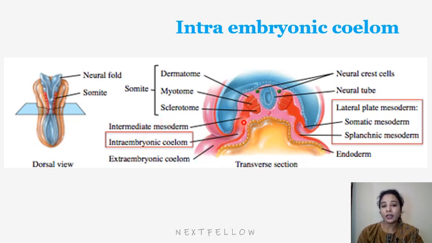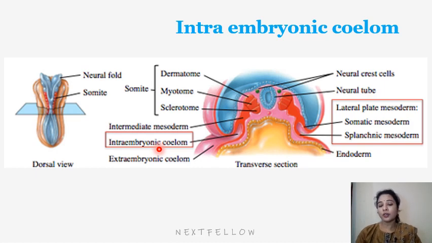So lastly, the lateral plate mesoderm. The lateral plate mesoderm is further divided into the part which is along the ectoderm, which forms the somatopleuric, and the part along the endoderm, which forms the splanchnopleuric lateral plate mesoderm. And the cavity which protrudes into these, separating these two layers, is the intraembryonic coelom.